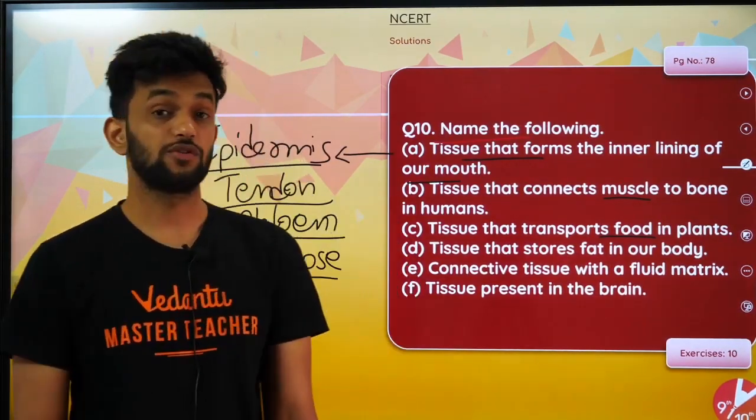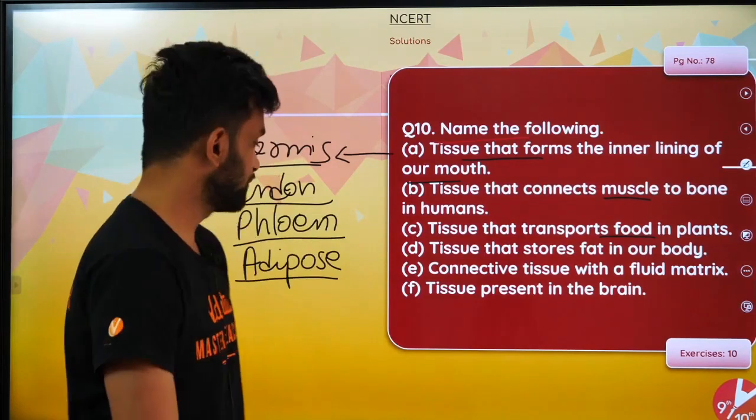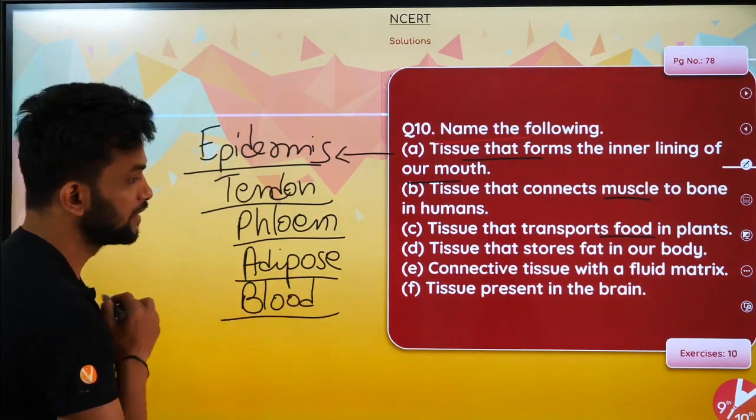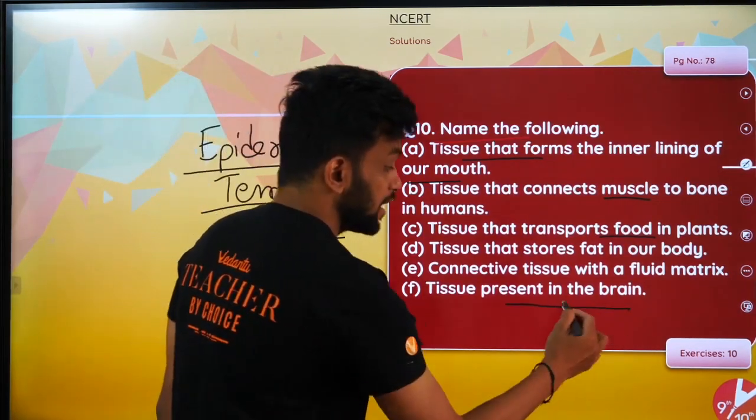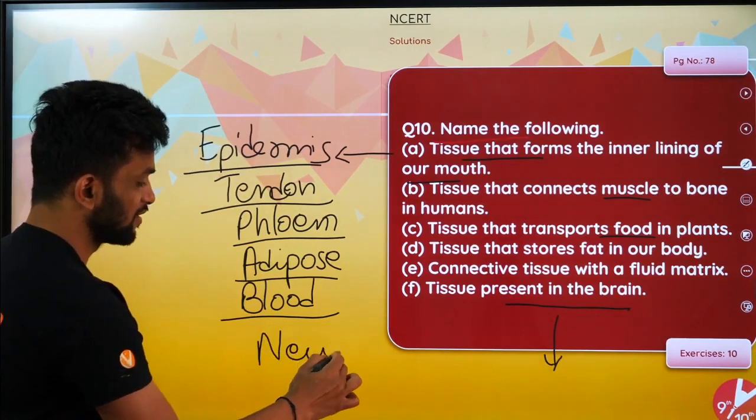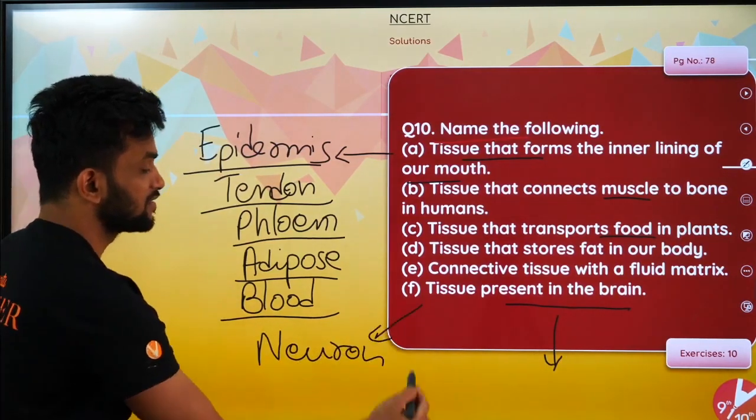Which is the connective tissue with a fluid matrix? Exactly, you can write blood. You can also write blood and lymph. The one present in the brain: we saw this just now, right? Let's write here neuron. The one which is present in the brain is neuron.